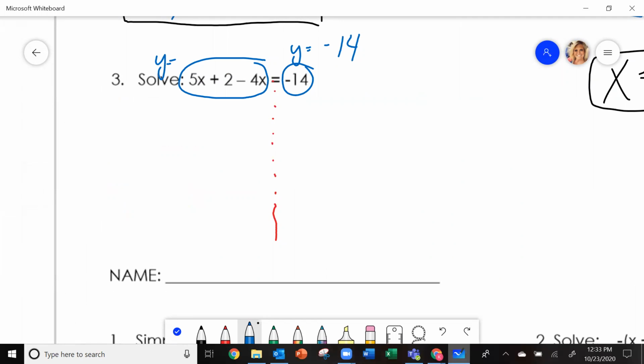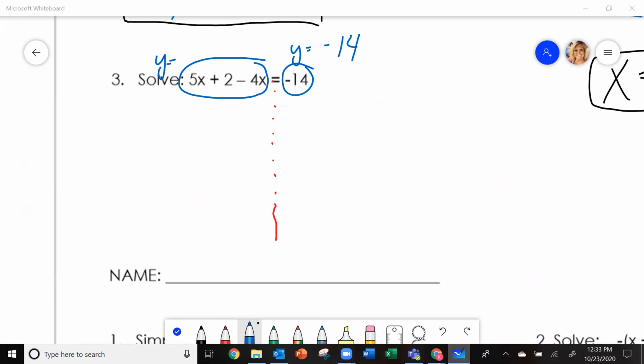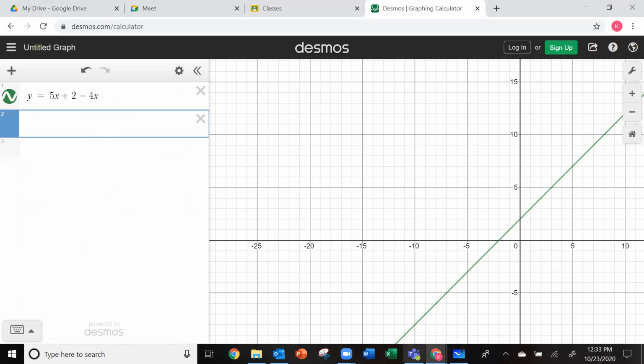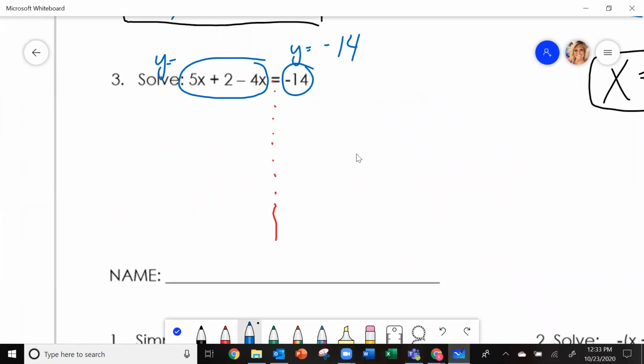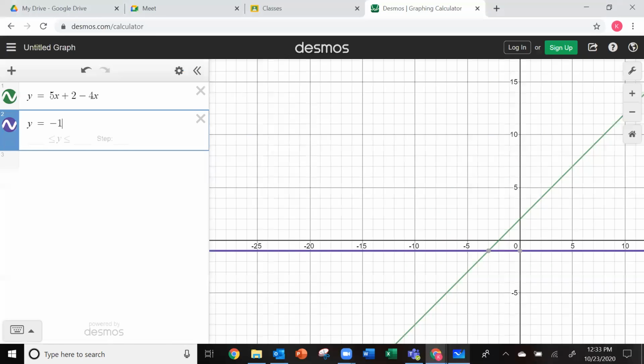And it says y equals 5x plus 2 minus 4x. The second equation, when I click below, it says y equals negative 14.